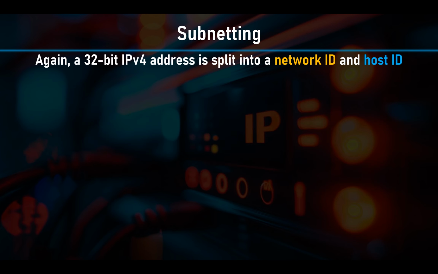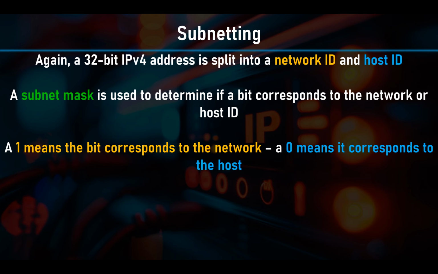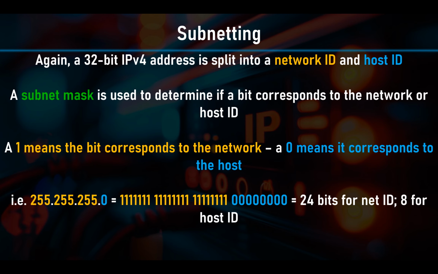Let's see how this works. Again, an IP version 4 address is split into network ID and host ID, and the subnet mask is used to determine if a bit corresponds to the network or host ID. If the subnet mask has a 1, it's the network; if there's a 0, this bit corresponds to the host. Here we see 3 255s, therefore the first 24 bits are for the network ID.